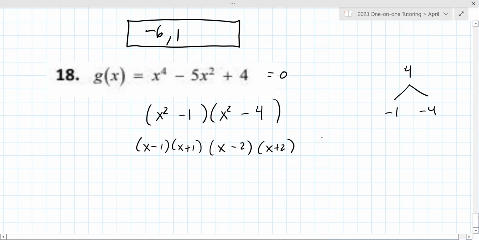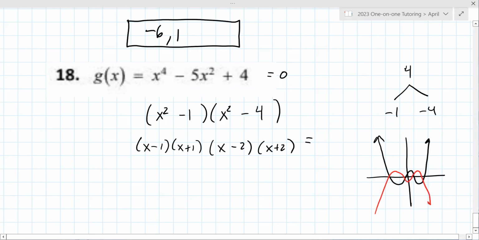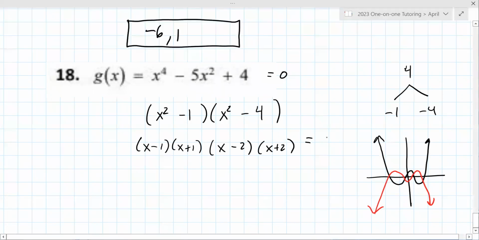What would that look like on a graph? A quartic typically makes sort of a W, or the other direction, an M. It has a W shape. But before we get to that, give me the zeros. What are the zeros of this? You've got the factors 1, -1, 2, -2. Okay, very good.